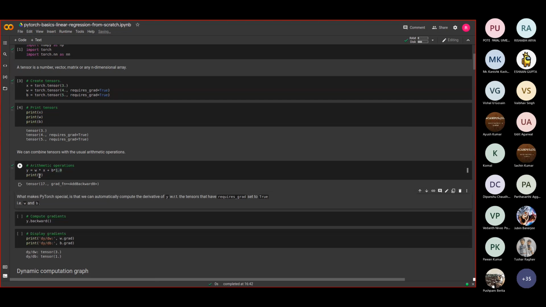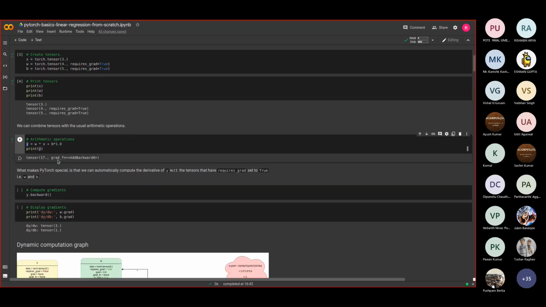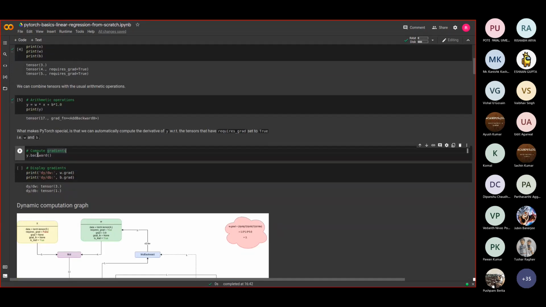So yeah, in PyTorch also we can calculate the function. y is now a combination of variables which require grad, so even this function will support calculating the gradient. Here the gradient function will be with respect to add, and we can actually calculate the gradient by just calling y dot backward. That will help us calculate the gradient.